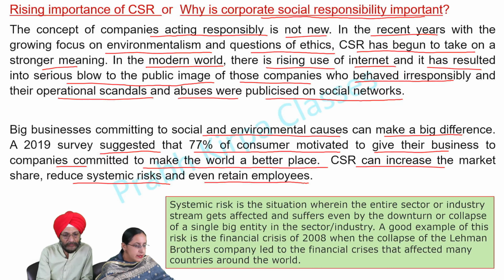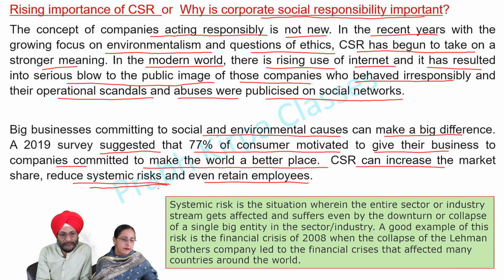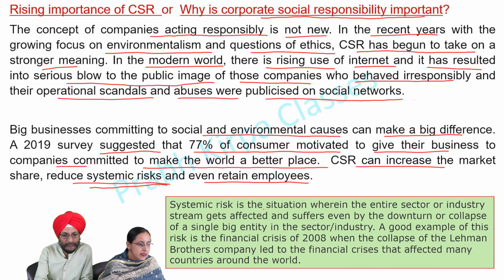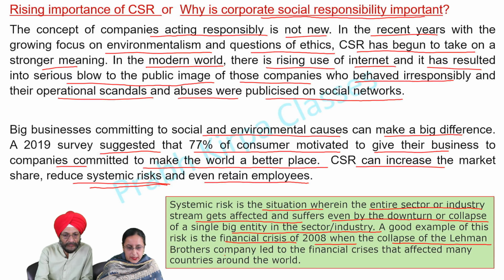We have used the words systemic risk, and let us understand its meaning before proceeding further. Systemic risk is the situation wherein the entire sector or industry stream gets affected and suffers even by the downturn or collapse of a single big entity in the sector or industry. A good example of this risk is the financial crisis of 2008, when the collapse of the Lehman Brothers company led to the financial crisis that affected many countries around the world.